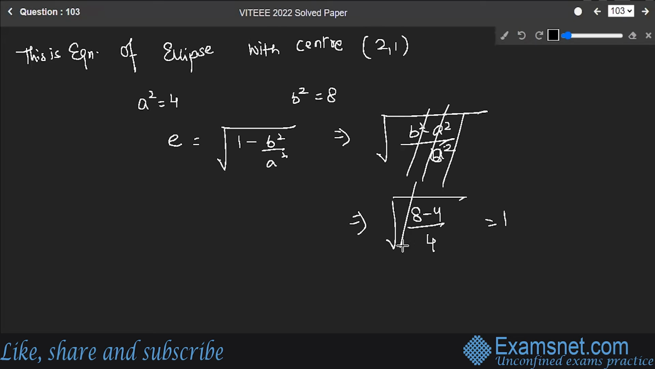Here is a correction in the sum. Actually, this is supposed to be a square upon b square. Now, why is that? Because in the numerator, I'm going to take the length of the minor axis divided by the length of the major axis. Okay. Sorry.